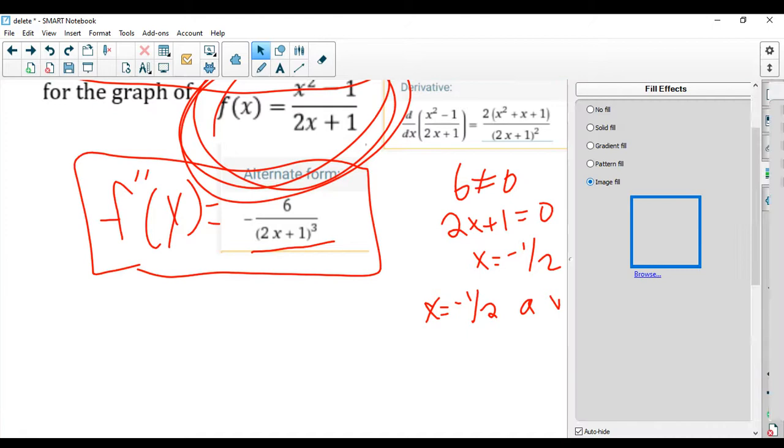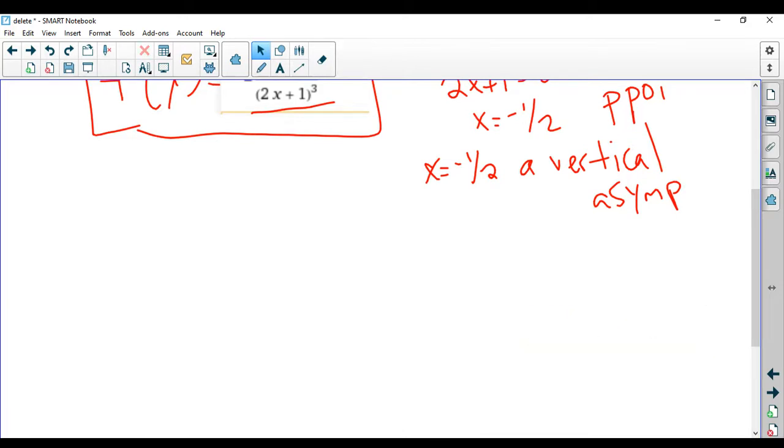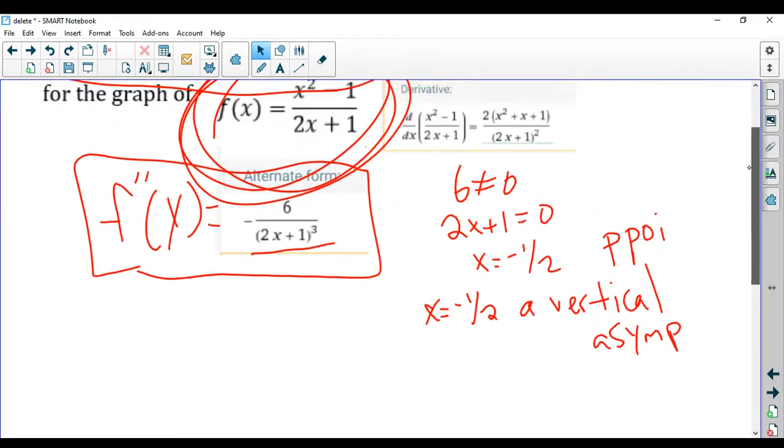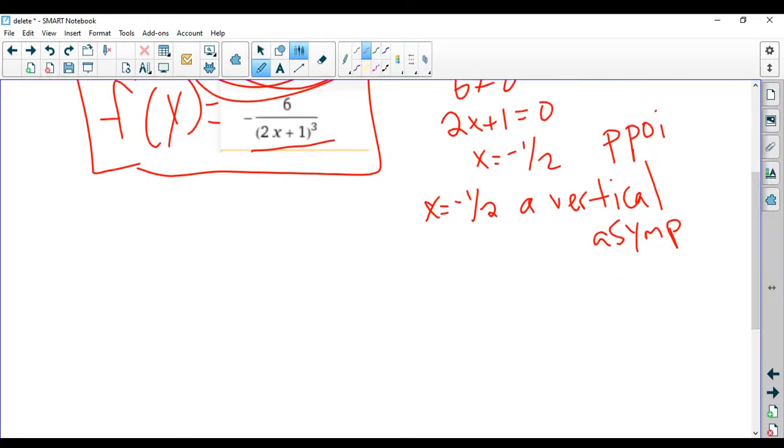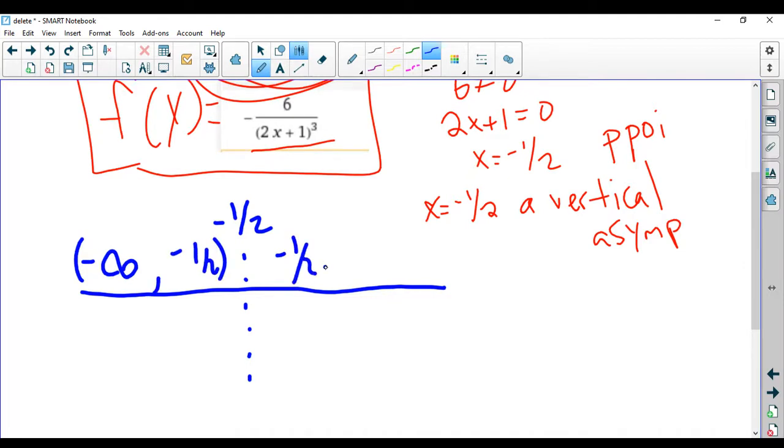So when you try to figure out where this function changes concavity, you're just going to have to use the vertical asymptotes as if they were possible points of inflection. So I'm going to set up my chart the same way. But the negative 1/2, instead of being a possible point of inflection, is just a vertical asymptote. So I'm going to label it as such. And now nothing changes. So now we do the same thing, set up our intervals.